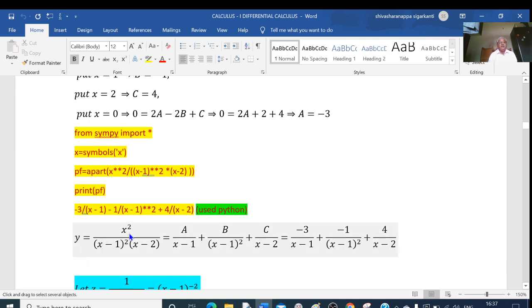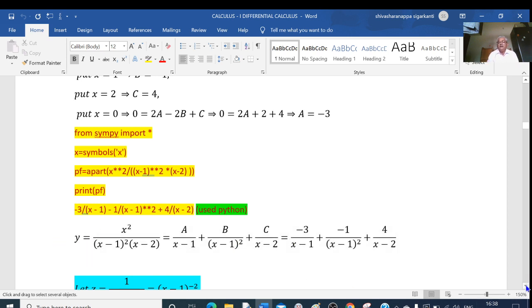Given function is y equal to x square divided by x minus 1 whole square into x minus 2. This can be written as a by x minus 1 plus b by x minus 1 whole square plus c by x minus 2. Substituting the values of a, b, c, I am getting minus 3 by x minus 1 plus minus 1 by x minus 1 square plus 4 by x minus 2. Now if I differentiate this with respect to x n times, I will get y n.